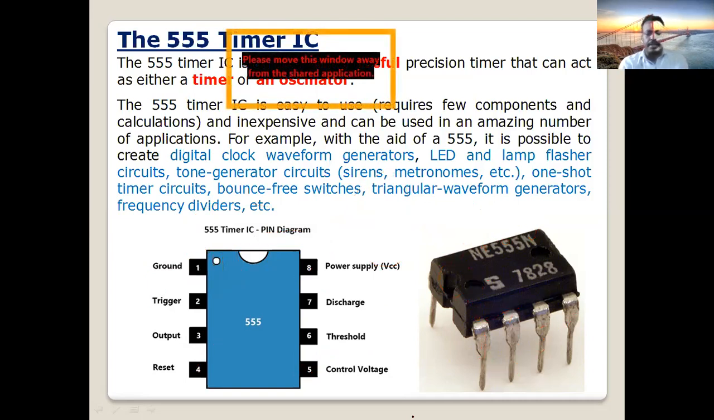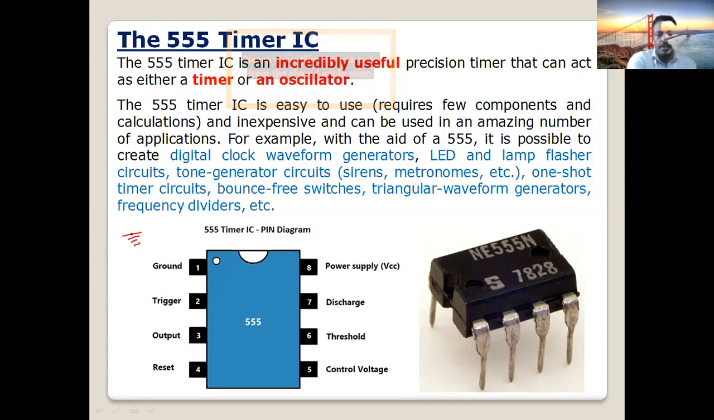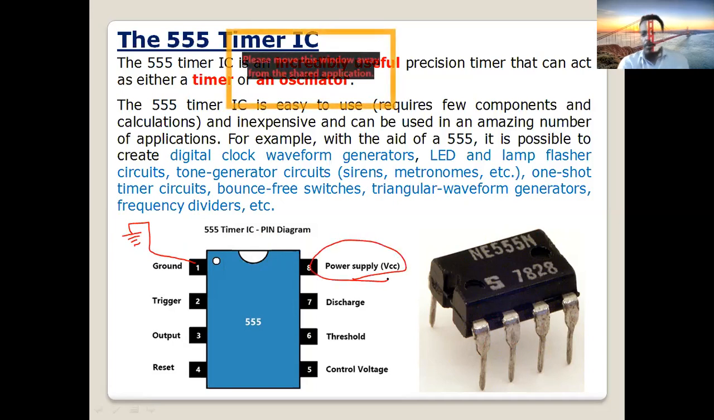Now let's see what these pins are for the 555 timer. Pin number 1 is ground. Always pin number 1 will be connected to our ground. Okay, pin number 8 is our battery, VCC, the power supply.